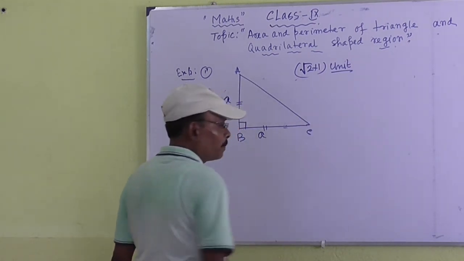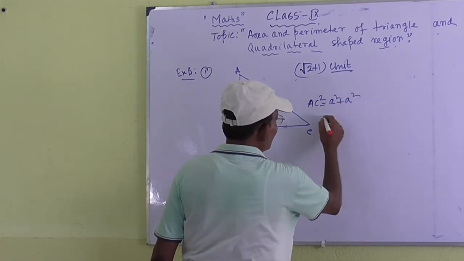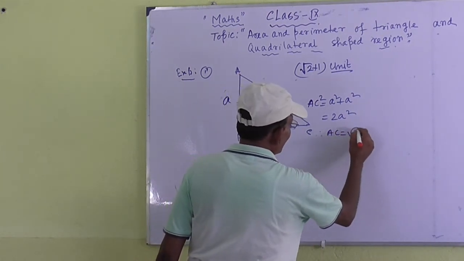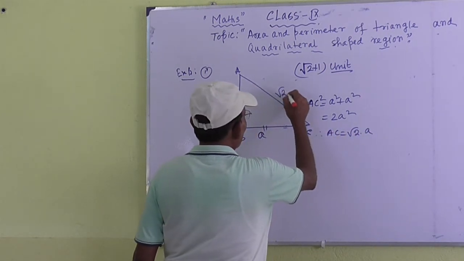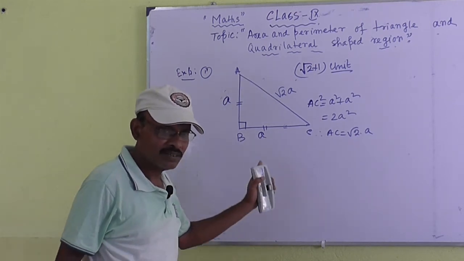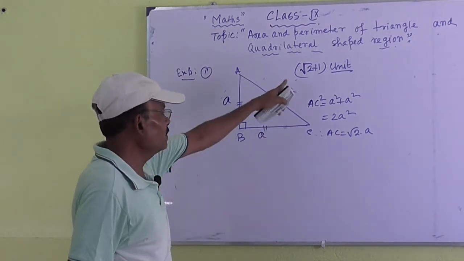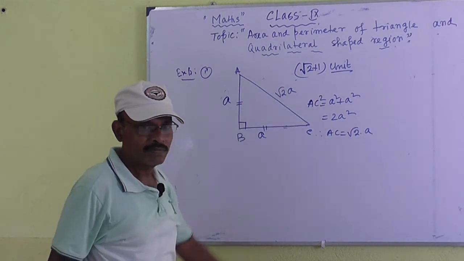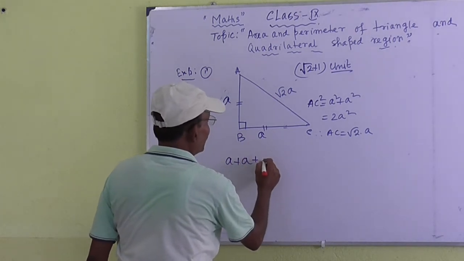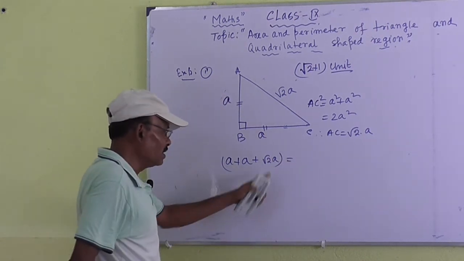So, from the Pythagoras theorem, AC square equal to A square plus A square equal to 2A square. So, AC will be root 2 into A. If we find the value of A, we must get the value of the hypotenuse. Clear? So, the given figure is root 2 plus 1, this is the value of the perimeter. That means A plus A plus root 2 into A.